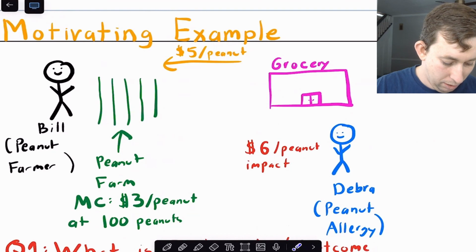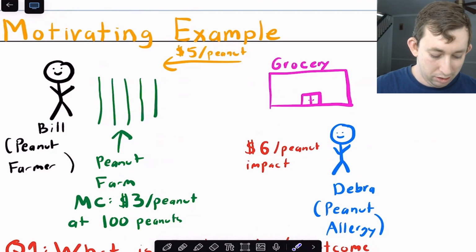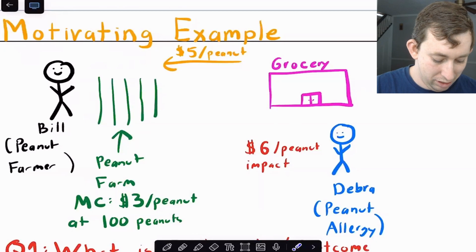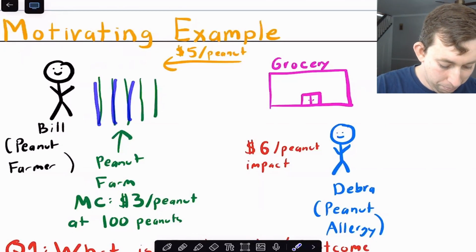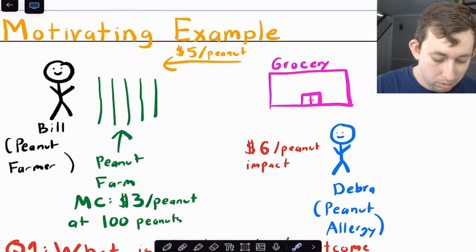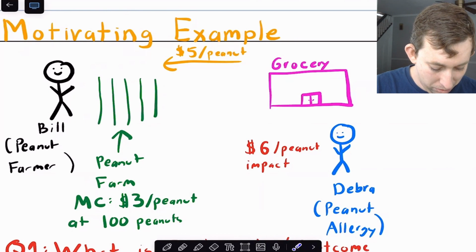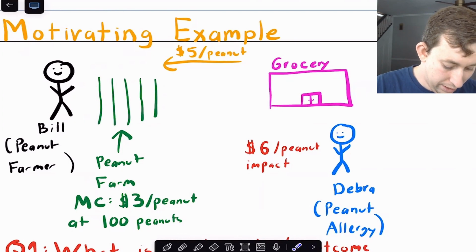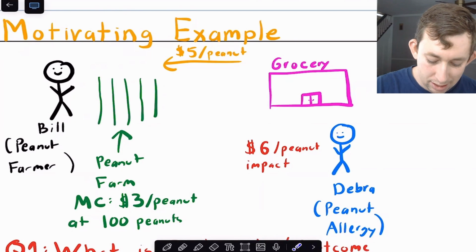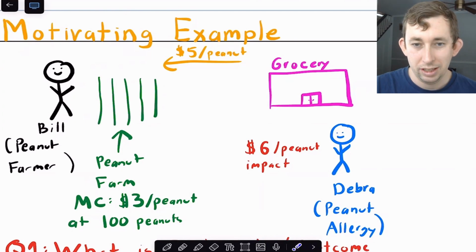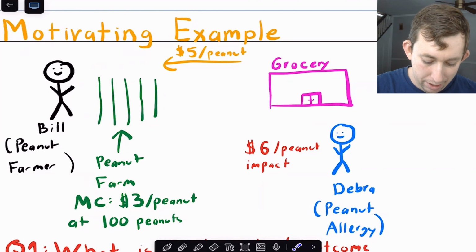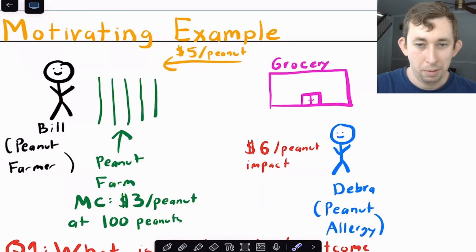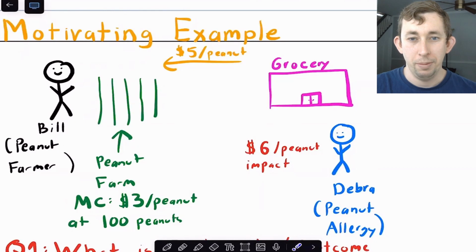We're once again going to talk about Bill, but now Bill's a peanut farmer, just to give you a third example different than the ones you've seen before. So this is Bill's peanut farm, a lovely drawn farm, and when Bill goes to sell these peanuts to a grocery store, he can get $5 a peanut. I guess Bill is making some really good peanuts. And what we're going to say is that the marginal cost to Bill of making a peanut is going to be $3 per peanut at, say, 100 peanuts. But Deborah, who lives right next to Bill's farm, has a peanut allergy, and it costs her $6 per peanut to deal with the symptoms of her peanut allergy.